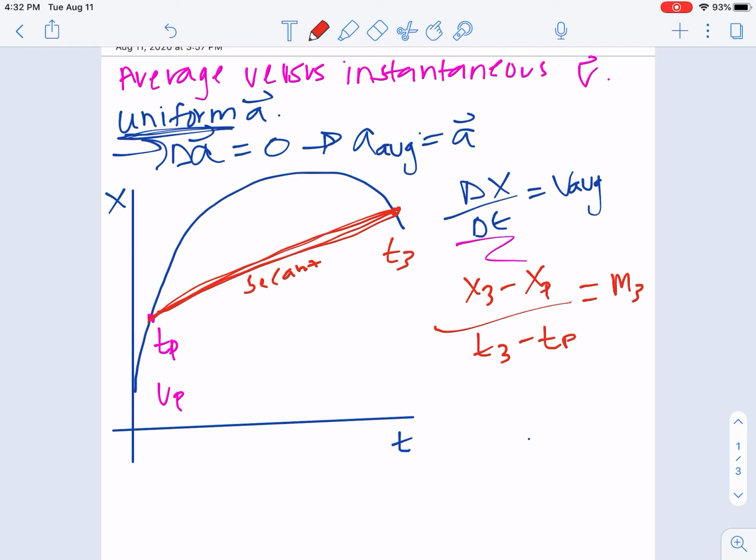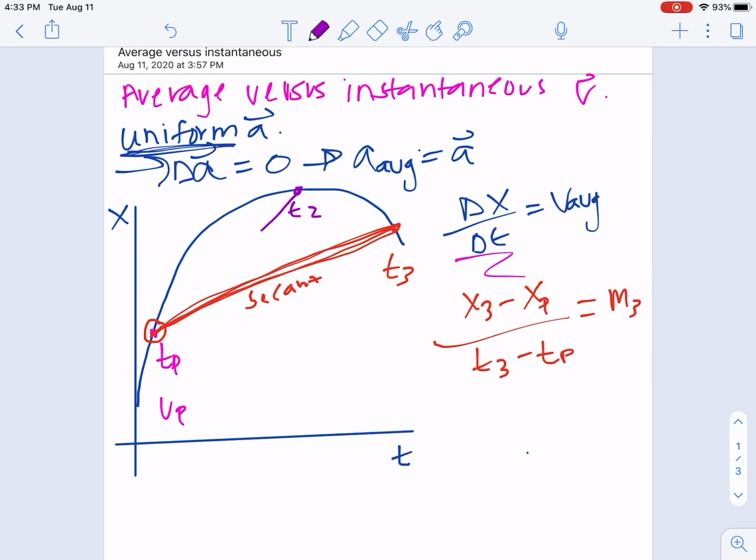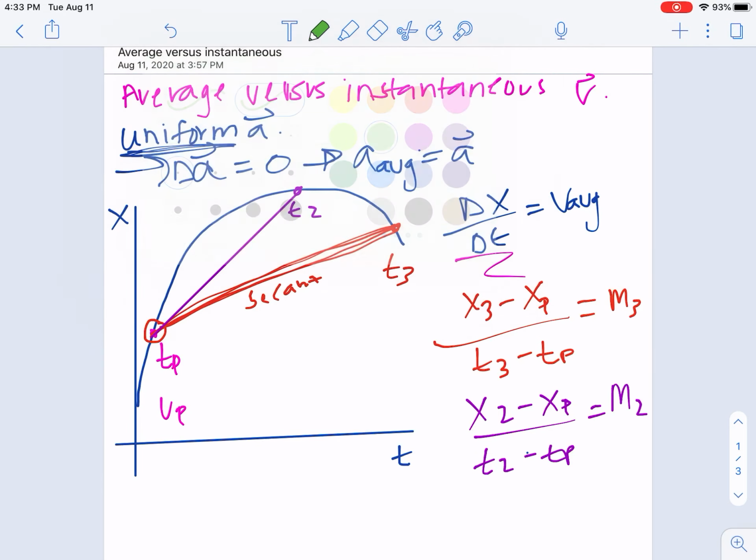If I'm trying to find the velocity at this point, it looks like it's increasing pretty rapidly here. But looking at this, that looks like a nice flat line, a slow velocity. So I don't think that's very accurate. So I'm going to try and get a little bit closer. I'm going to call this one T2. We can do the same thing: x2 minus xp over t2 minus tp, and that's going to give me the slope of that secant line. Looking at it, it looks like it got a little bit better, so what happens if I get even closer?